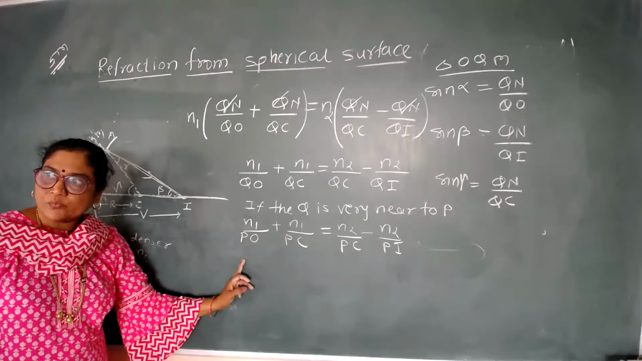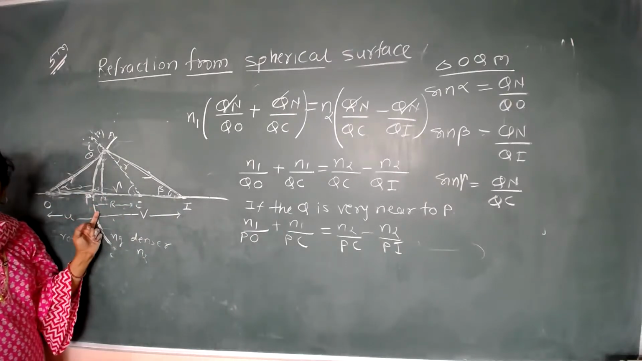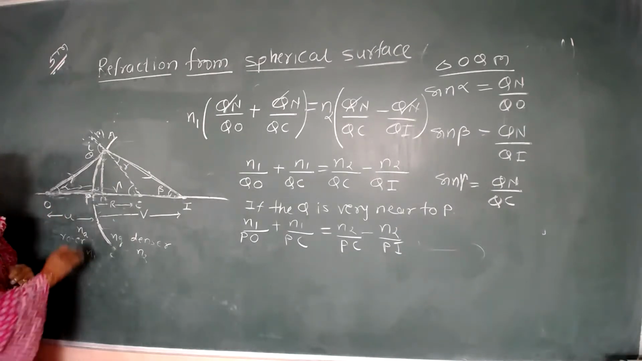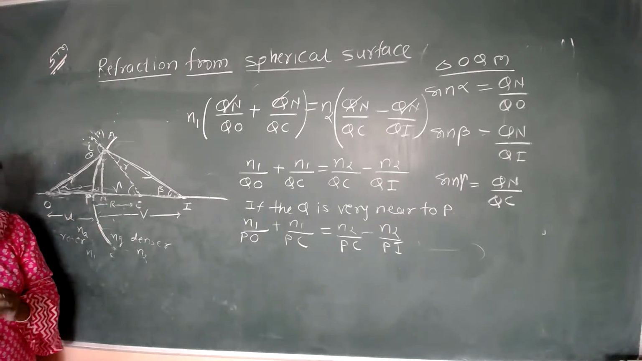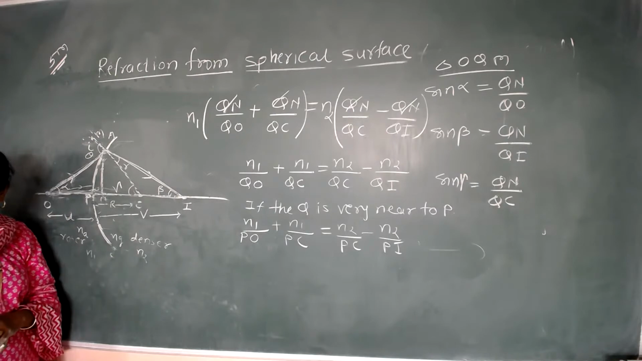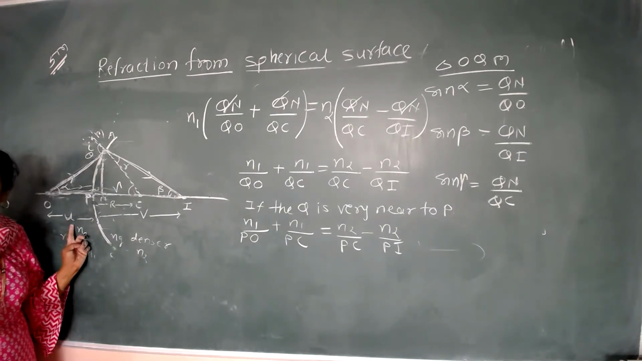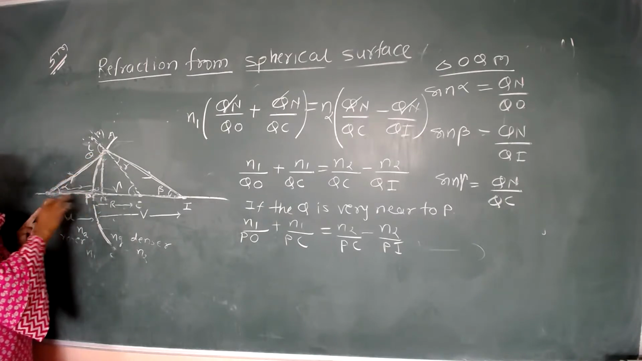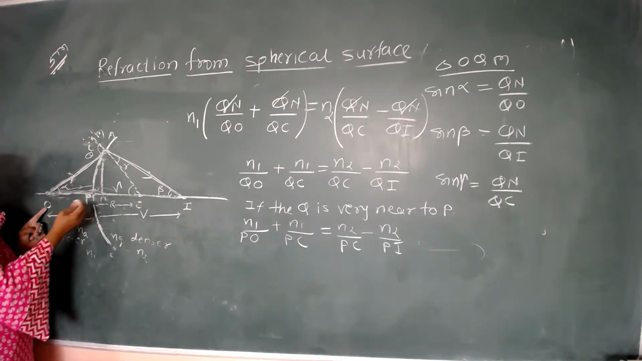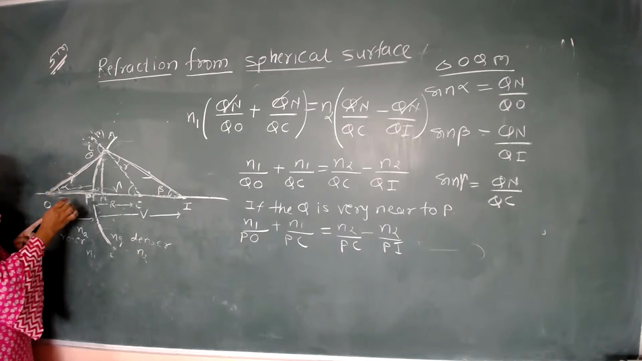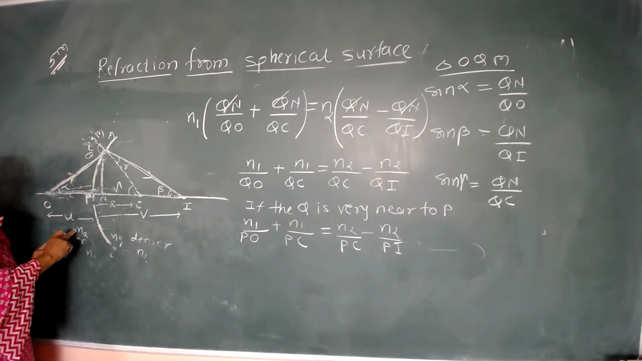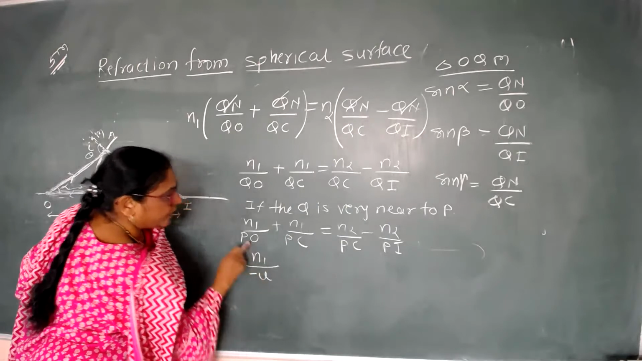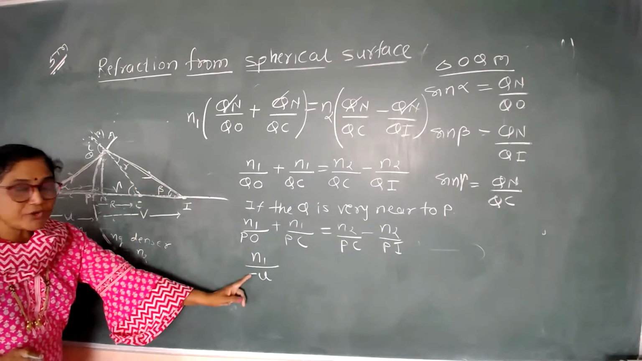Now substitute the values. n1 divided by PO. What is PO? PO is the object distance, and the object distance is denoted by the letter u. Then apply the Cartesian sign. Is u positive or negative in this figure? Negative, because we measure the object distance from the pole, opposite to the direction of the incident ray. So u is taken as minus. So n1 divided by minus u, where PO is the object distance and PO is equal to minus u.